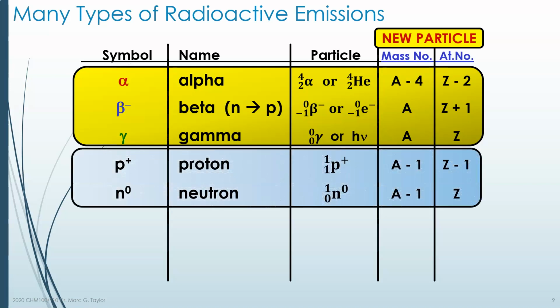We also have protons and neutrons. These can interact with nuclei. A proton really is hydrogen 1.